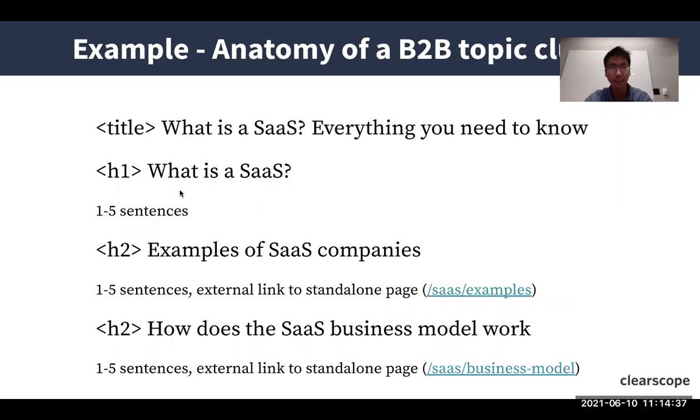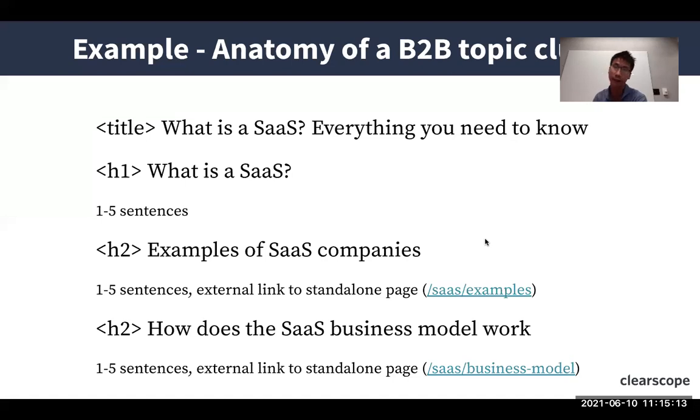You'll start with a section above the fold that's basically like, what is a SaaS? Then you'll explain what that is. And then, more importantly, you'll go through the different intents that we identified. Examples of SaaS companies showed up on the front page for just SaaS alone. So we'll want 1 to 5 sentences that talk about examples of SaaS companies, and 1 to 5 is just a general guideline. Then you'll want to link out to a standalone page that's like, and for more examples of SaaS companies, you can check this out.